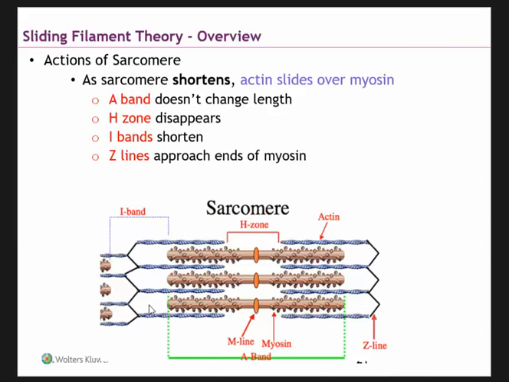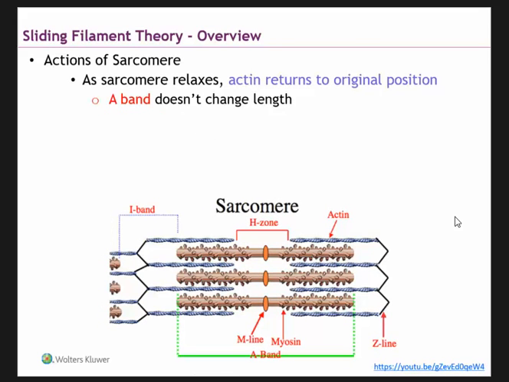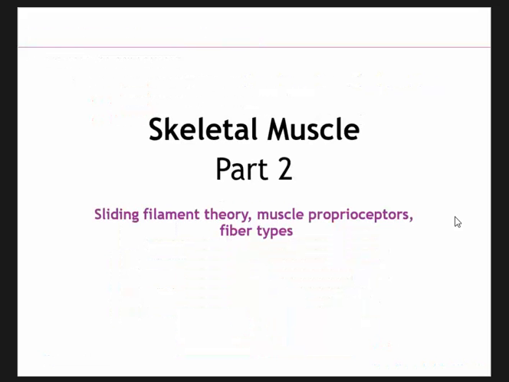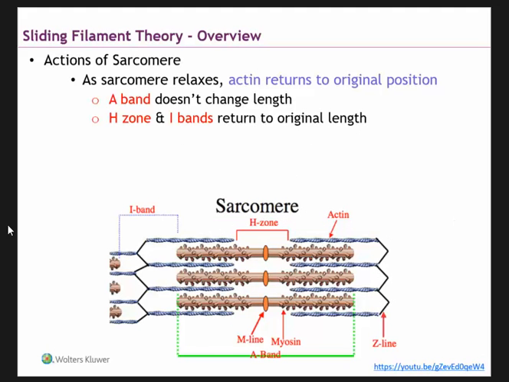So this picture, a different one, shows the A band, H zone, and the I bands there. All right, now actin returns to its original position. What's going to happen? Again, the A band never changed. The H zone and the I bands will return to their original length. And the sarcomere will go back to normal.